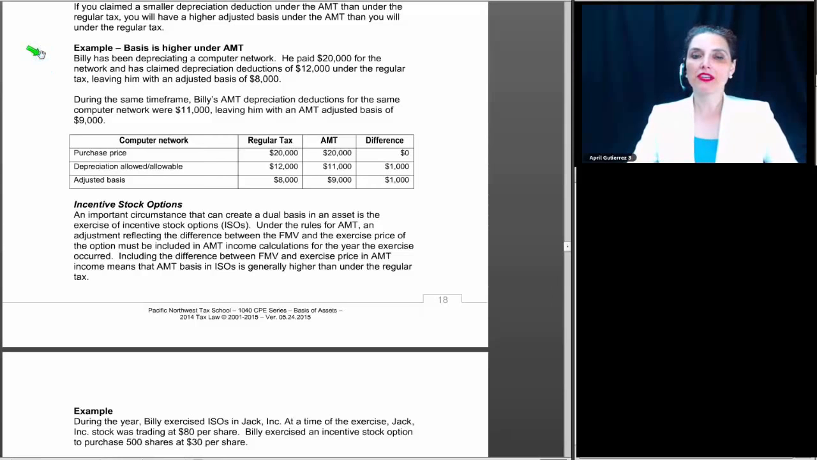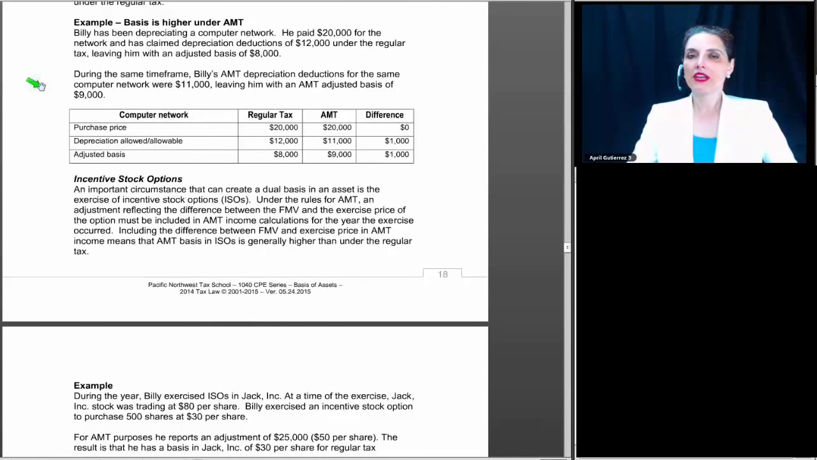Billy has been depreciating a computer network, and he paid $20,000 for the network and has claimed depreciation deductions of $12,000 under the regular tax, leaving him with an adjusted basis of $8,000. Now, during the same time frame, Billy's AMT depreciation deductions for that same computer network were $11,000, leaving him with an AMT adjusted basis of $9,000. So under the regular tax, his basis is $8,000, and under the alternative minimum tax, his basis is $9,000.